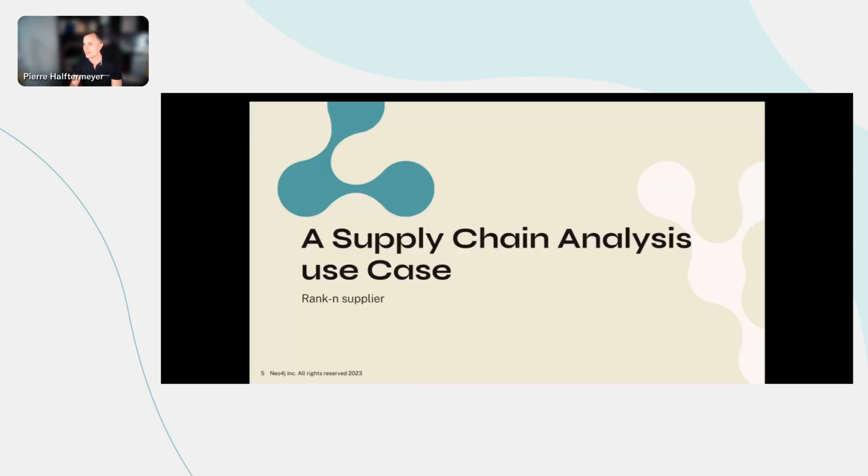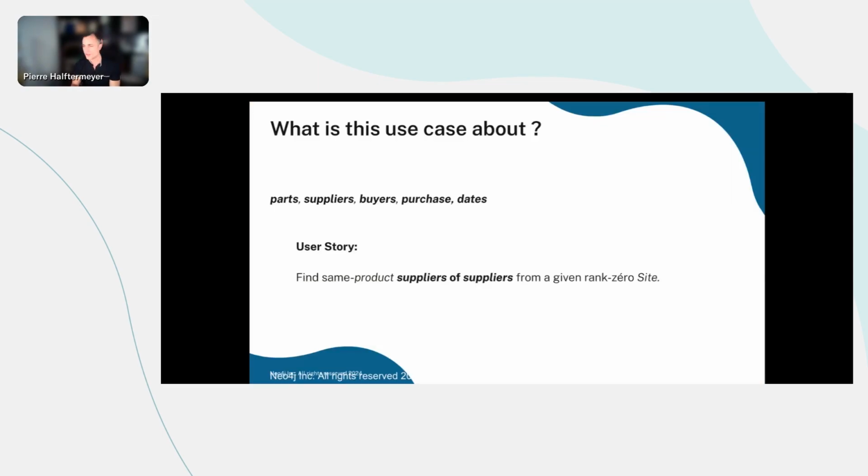Let's take an example with a use case. This is a supply chain analysis use case called rank n supplier. It's about parts or products you are selling or buying. It's about suppliers, buyers, purchases, dates. And the user story is you want to find suppliers of suppliers for a given product and from a given rank 0 site.